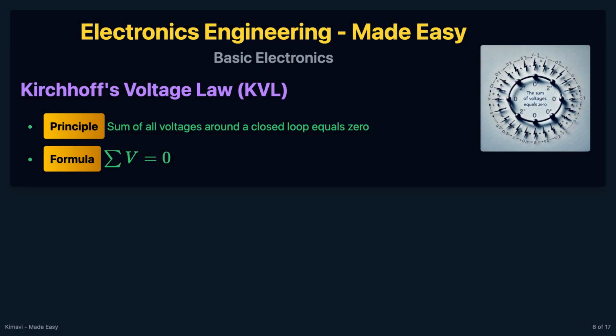Kirchhoff's voltage law states that the sum of all voltages around a closed loop in a circuit is equal to 0. Mathematically, it can be expressed as the sum of voltages equals 0.